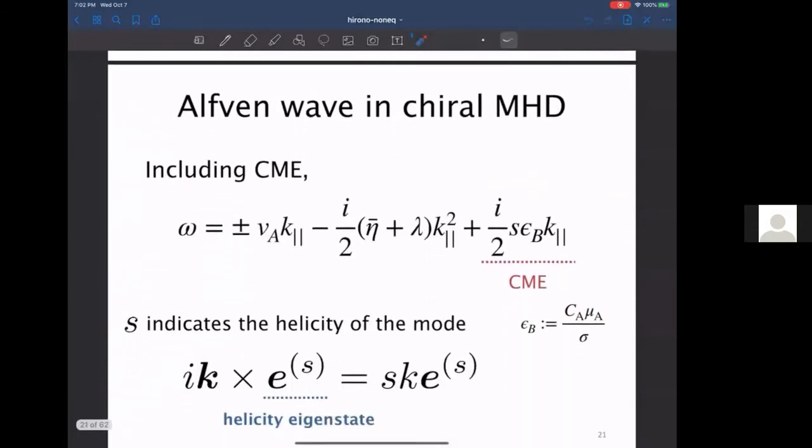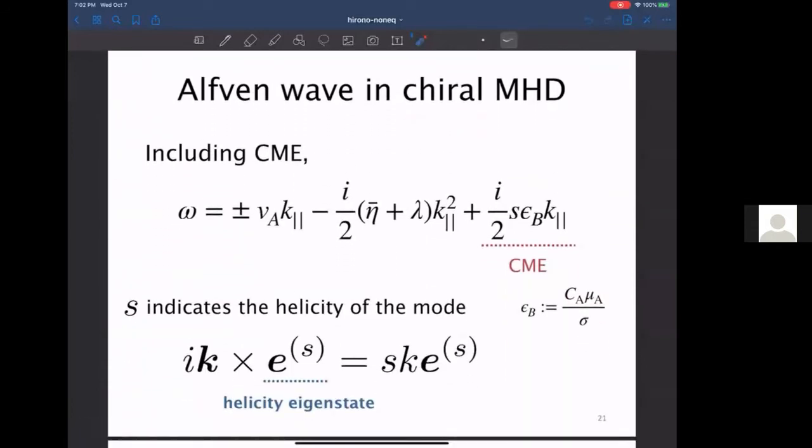And if we consider further the chiral MHD, there's another contribution, which is essentially coming from the effect of the chiral anomaly. This term is proportional to the anomaly coefficient and also the chiral chemical potential. Here we are taking the momentum to be proportional to the magnetic field, and the S here indicates the so-called helicity of the mode. Basically this takes plus or minus 1 and represents the right-handed or left-handed mode.